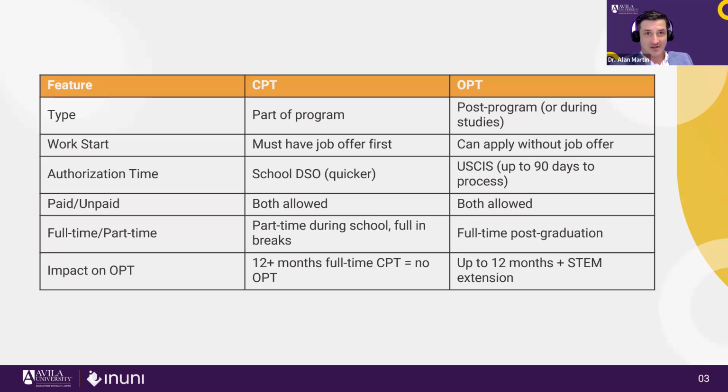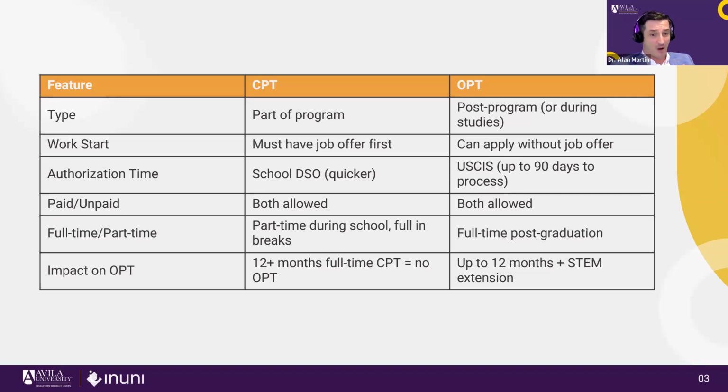For OPT, you don't need a job offer to apply. It's just something that you apply for the eligibility to have that work authorization, and then you start looking for jobs as soon as your process is approved. The authorization time for each therefore differs as well. We authorize CPT internally. USCIS has to review and authorize your OPT applications. You can do paid or unpaid work with both of these options.